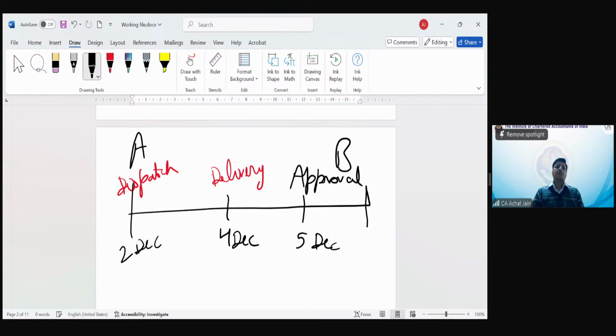Now, in this case, when do you think revenue should be recognized by A? 2nd December, 4th December, or 5th of December? Over to you. When do you think revenue should be recognized by A?